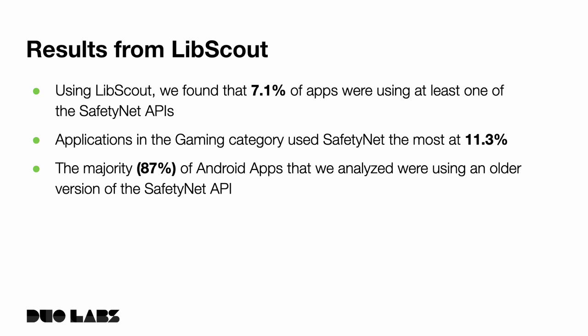For context, the latest version, 17, was released back in June. There are many reasons why a developer may not be using the latest version of a library. Maybe they haven't tested it and seen how it will operate in their app. So it's not necessarily out of negligence in this case.